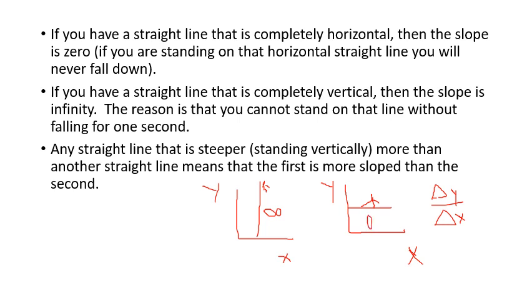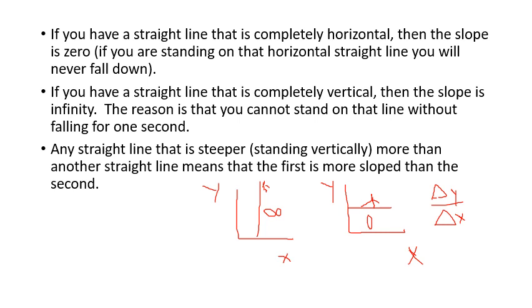Okay? Here, because this line is very, very steep, it means it is infinitely sloped. It has a slope of infinity, which means that delta y divided by delta x here is infinity, while on the horizontal line delta y divided by delta x is 0. Okay? Here, what does a slope of 0 mean?